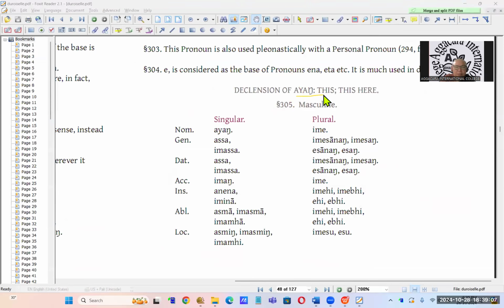So yes, I see ayam, asa, anena, asma, asmin. Right. So here will be esa, esanam, ehebe. For this kind of pronoun, it's difficult to memorize, but at least look at it a few times and try to spot the similarity and difference.